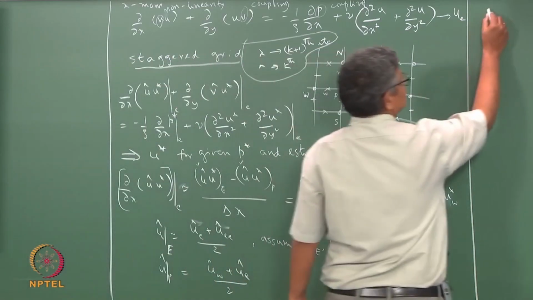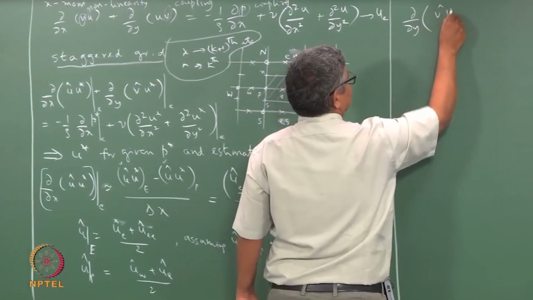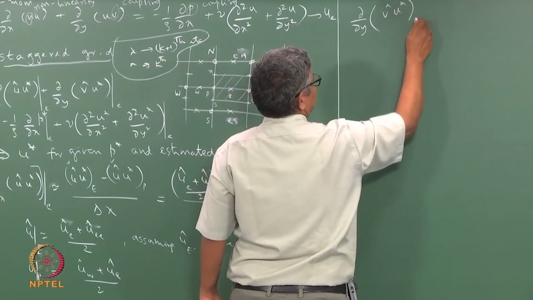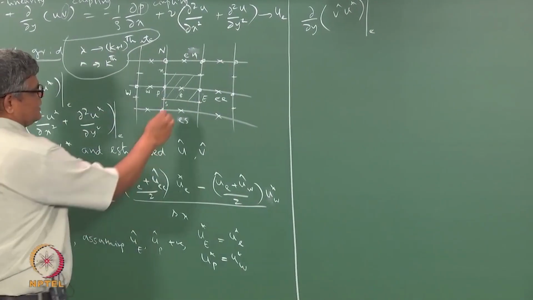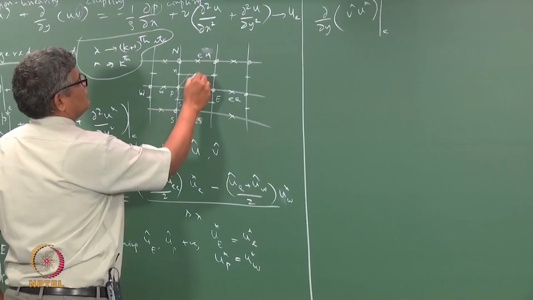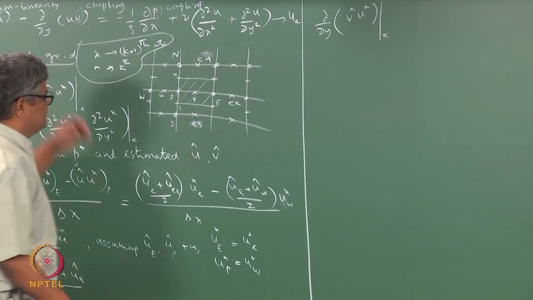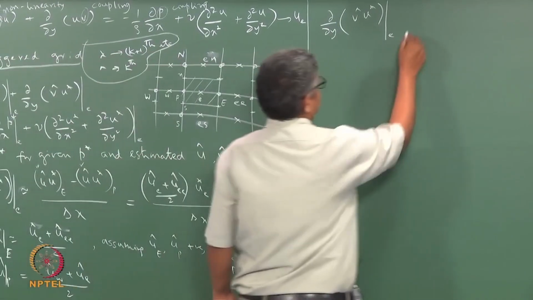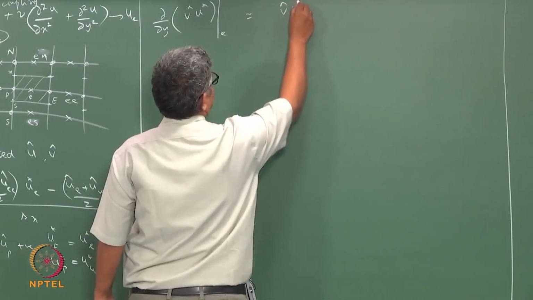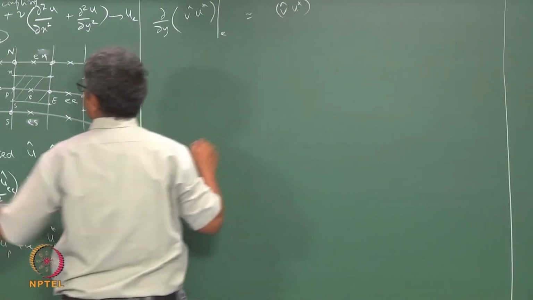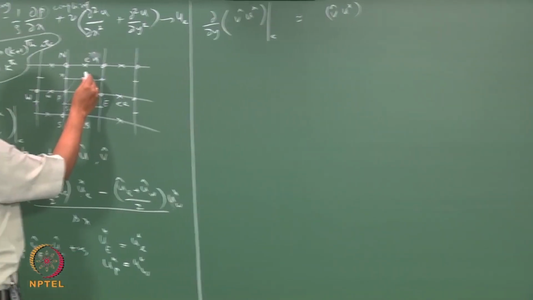This term, dou by dou y of v hat u star evaluated at the same point here, can be written as the value at this face minus the value at this face. So this is, and let's put some nomenclature here.